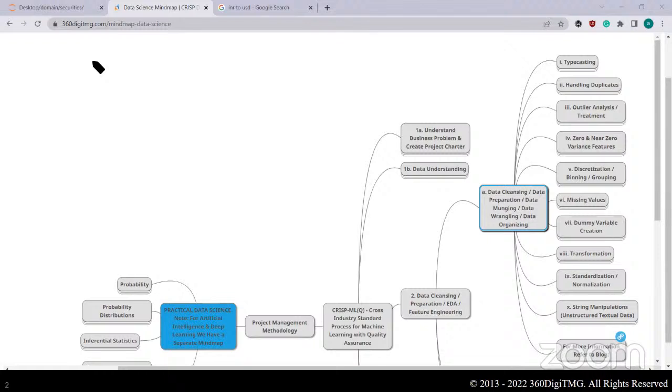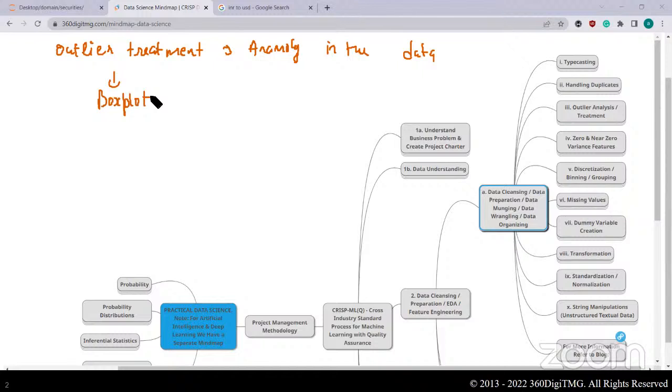Then we have outlier treatment. Now, outlier is very important. Outlier means anomaly in the data. So for treating outliers, we use something we call a box plot. This box plot gives us information on whether there is a presence of outliers or not.